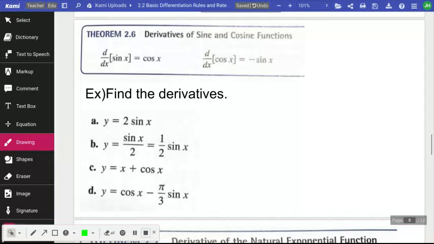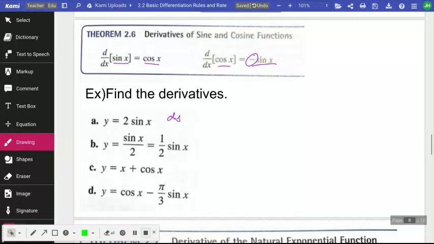So the derivative of sine is cosine, and the derivative of cosine is negative sine. Okay, the sign on this one, sign meaning S-I-G-N, the negative, that's really important to not forget, because it's easy to get them mixed up. All right, so we're just going to practice.